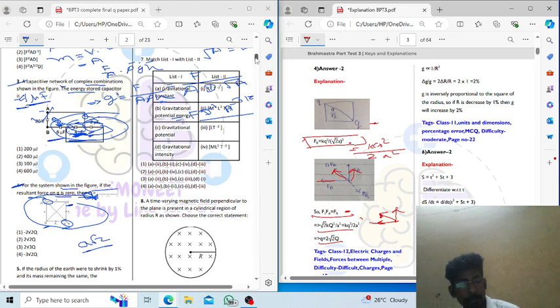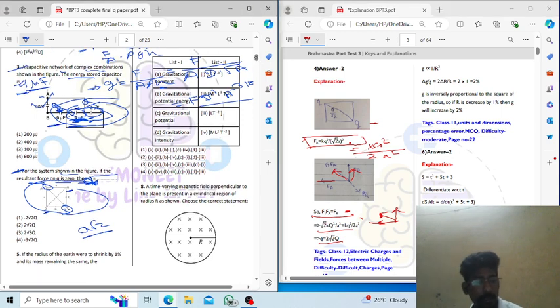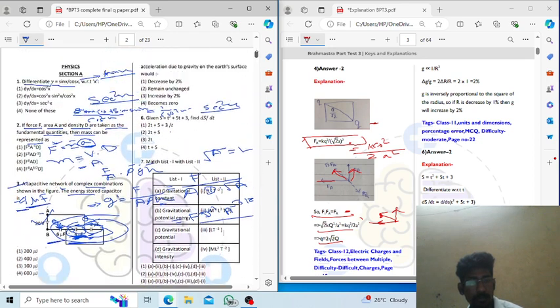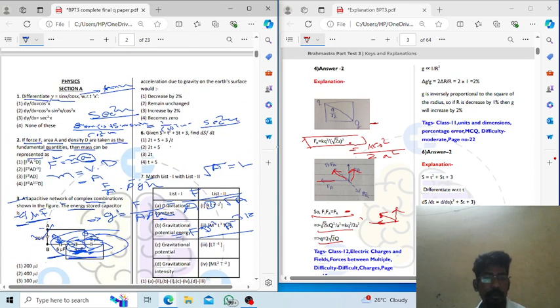Question number 5. If the radius of earth were to shrink by 1% and its mass remaining the same, then acceleration due to gravity on Earth's surface would decrease by.